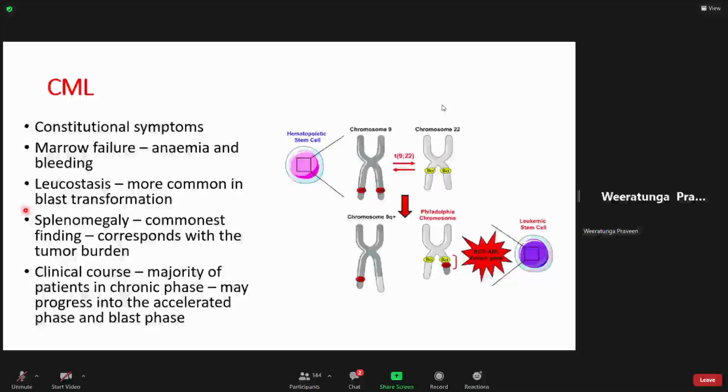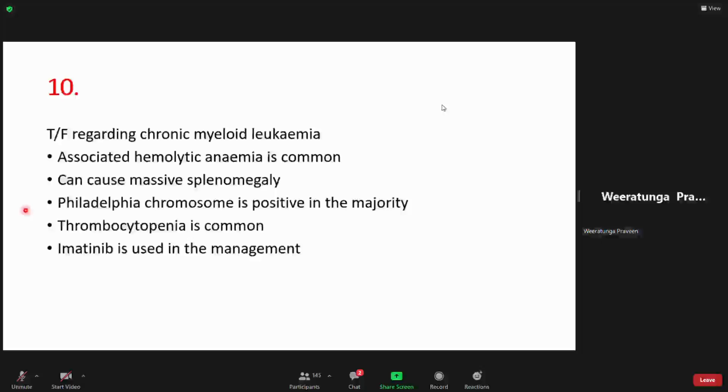But remember, splenomegaly is by far the most important manifestation of CML, and it is one of the causes of massive splenomegaly. It corresponds with the tumor burden. So the bigger the tumor burden, the bigger the spleen. So it can cause massive splenomegaly. Thrombocytopenia is not common but can occur.